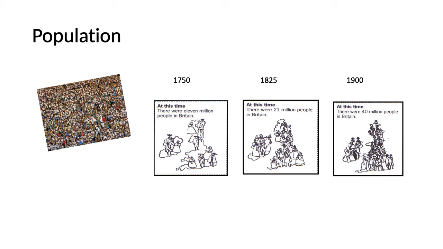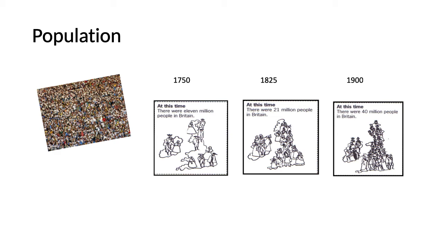Number 1, the first section of your table is population. So, in 1750, you should have, there were 11 million people in Britain. 1825, so 75 years later, there are 21 million people in Britain. The population has nearly doubled. It has increased by 10 million. Now, by 1900, there were 40 million people in Britain. Again, nearly a doubling of the population from 1825.